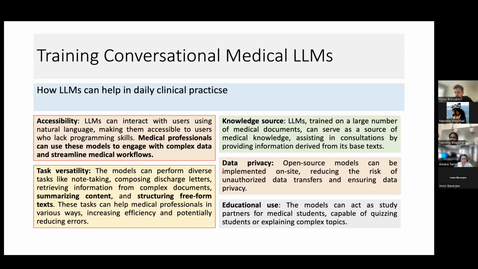Then, of course, again, the data privacy issue. You cannot send data to large companies. So we prefer to have open source models implemented locally on site, so you can send them your sensitive data. And then also educational use for students. The model, which serves again as a knowledge source, can help students better understand things, maybe quiz students or break down complex tasks for the students.